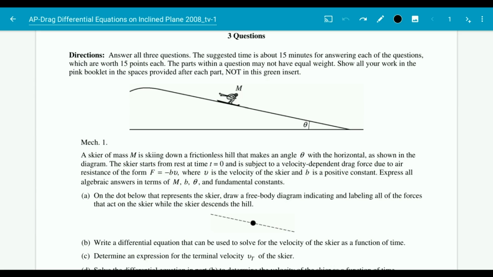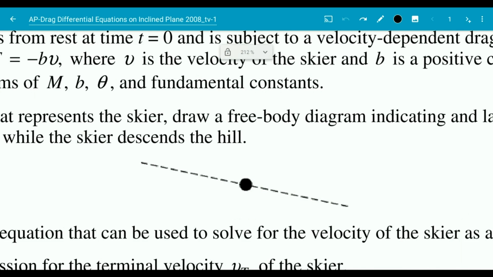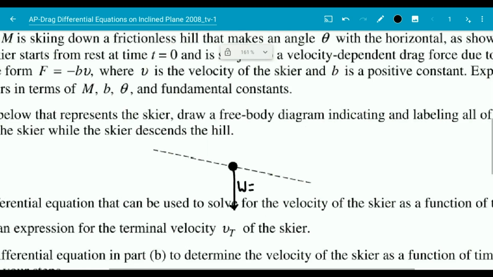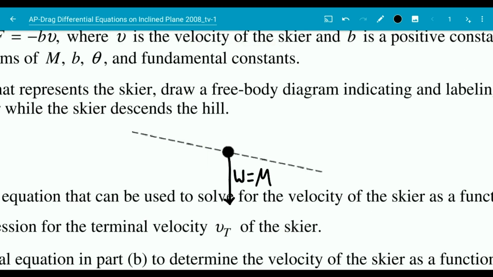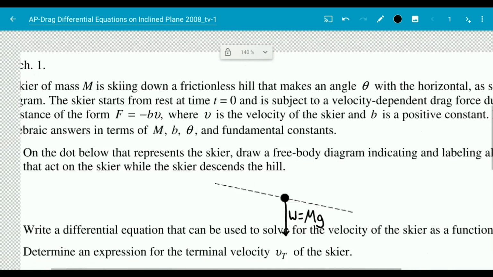So part A: on the dot below that represents the skier, draw a free body diagram indicating and labeling all the forces that act on the skier while the skier descends the hill. So let's think about what forces are going to be acting on the skier as he goes down the hill. As an easy one, there's going to be the weight, which equals the skier's mass, capital M, so weight equals mg.